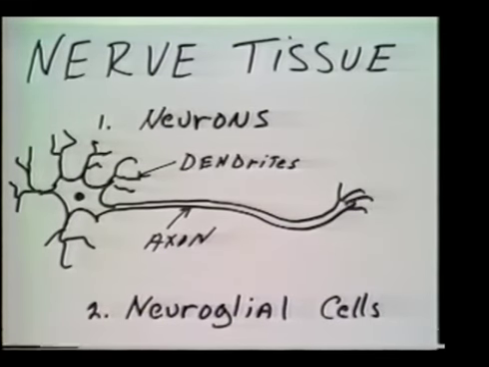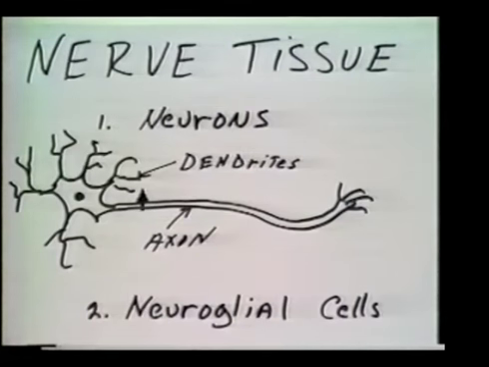The last type of tissue that we will look at is not a muscle tissue, but it is the fourth general type of tissue that is found in the human body. This tissue is nerve tissue or nervous tissue. This tissue is composed of two types of cells, the neurons and the neuroglial cells. Neurons are cells which are responsible for the actual conduction of nerve impulses. This cell is a typical neuron.